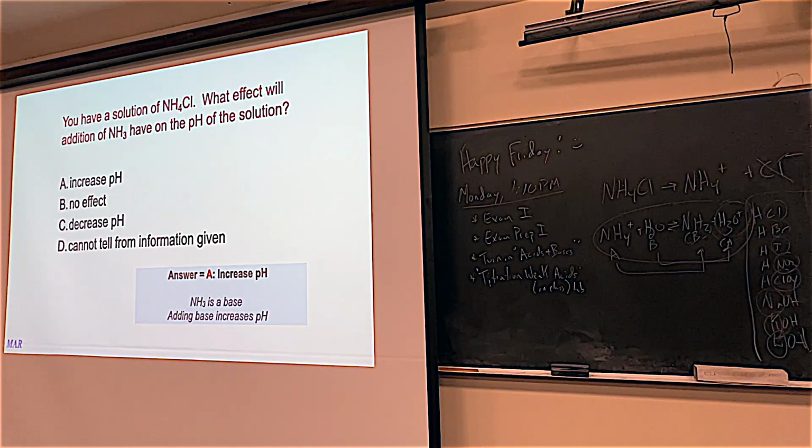So you can either just think about it basically like, if you add ammonia, ammonia is a base, all right? So you add a base, your pH is going to go up. But also, if you have this equilibrium, you're adding a product, it's going to move to the reactant side. Less hydronium means more hydroxide. Basic. Questions? Cool.